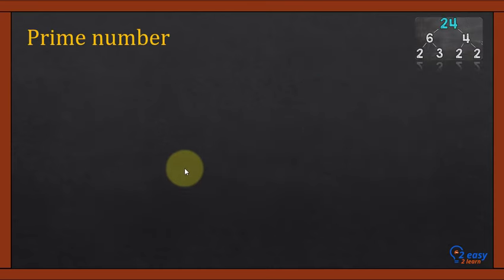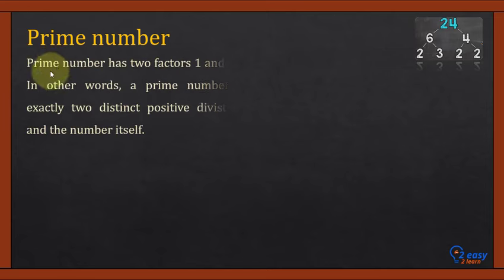Prime number. What is a prime number? A prime number has two factors, 1 and itself. In other words, a prime number has exactly two distinct positive divisors, 1 and the number itself. It means that no other number can divide a prime number.